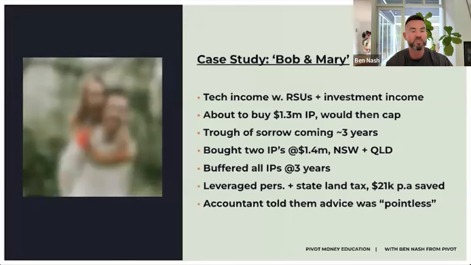That allowed them to take advantage of the different land tax thresholds across the 2 different states, countries, almost countries. And then they buffered their investment properties with 3 years of their cash flow shortfall, so they weren't going to be stressed when they started a family. Basically, just the land tax savings from this strategy were $21,000 a year. The property upside was about $100,000 a year on the properties that were there.